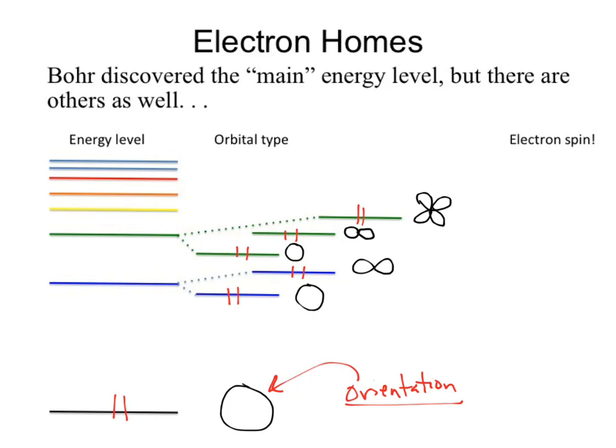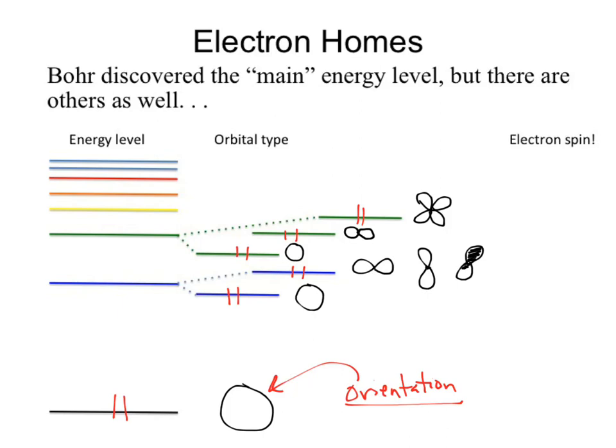Okay. Now we run into the possible ways that you can change that orientation. Okay, which becomes a whole nother mess, so you just kind of have to take my word for it. We end up with three possible orientations. We have one on the x-axis, one on the y-axis, and the last one on the z-axis coming in and out of the board at you. Okay. We have three possible orientations for that type of orbital.